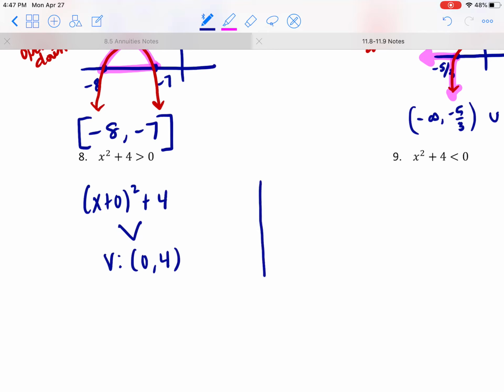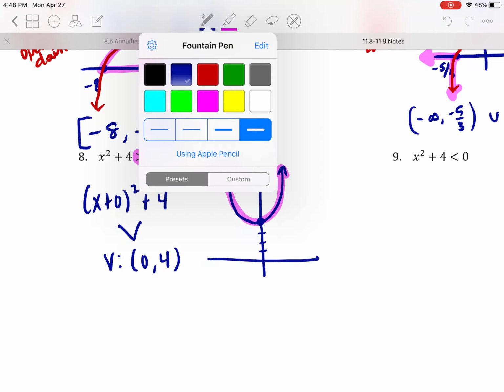This graph isn't going to touch the x-axis, and hopefully we can see this is technically our vertex form. This would be the same as having x plus 0 squared plus 4. So I could see my vertex is going to be at 0 and 4. What I have going on in this graph is a parabola that has a vertex at 0, 1, 2, 3 here. And I know that it opens up.